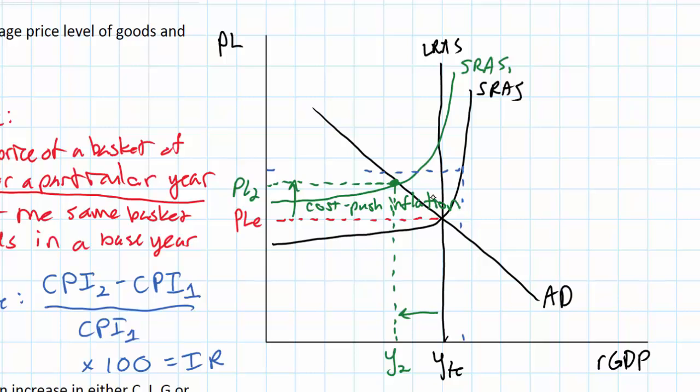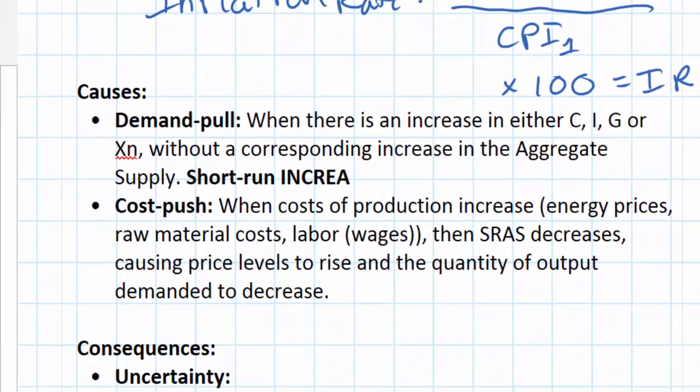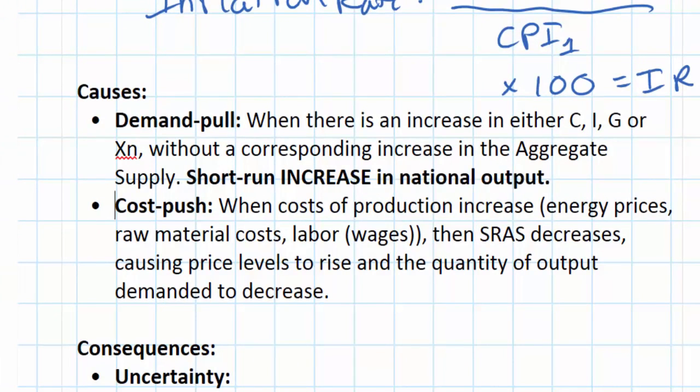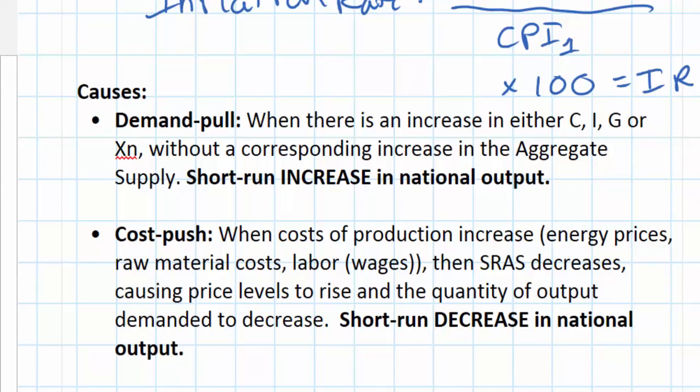Rising costs of production have increased the average price level to PL2, and at the same time, output has actually fallen. So one of the main differences, as you can see, between cost push and demand pull inflation is that when there's demand pull inflation, there's actually a short run increase in national output. However, in the case of cost push inflation, there's a short run decrease in national output. So if we had to compare and contrast cost push inflation and demand pull inflation, one of the differences is that cost push inflation usually leads to what we call stagflation.